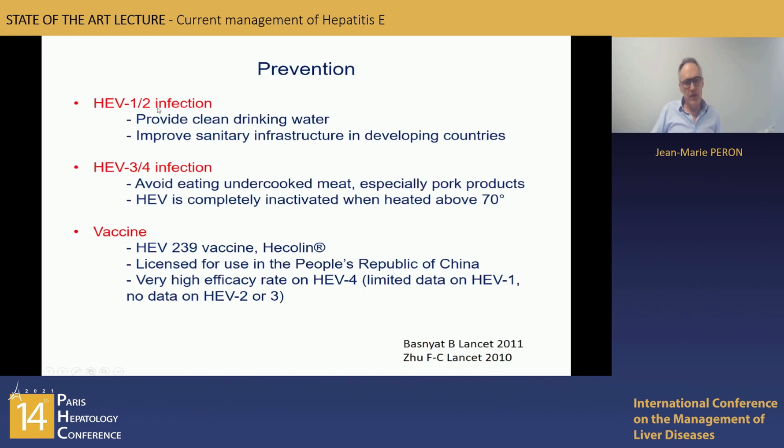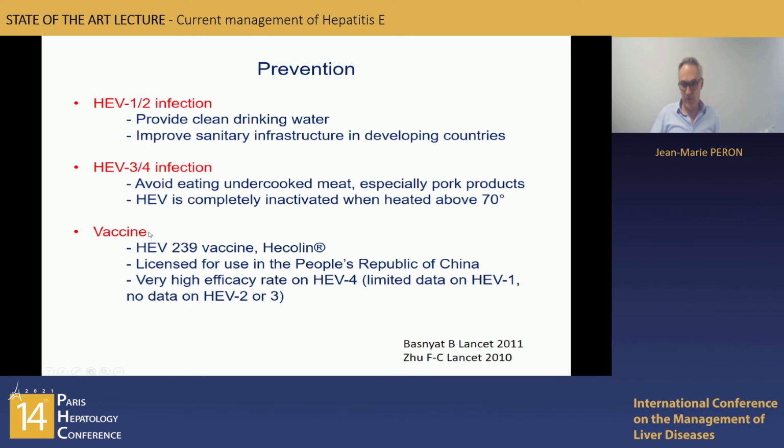What about prevention? I think you have two different types of prevention. For HEV 1 and 2, the aim is to provide clean drinking water and to improve sanitary infrastructures in the developing countries that need improvement. For HEV 3 and 4 infection, it's totally different, obviously. You need to tell your patients to avoid eating undercooked meat, especially pork products, and especially if they have cirrhosis, or a liver transplant, or are immunosuppressed.